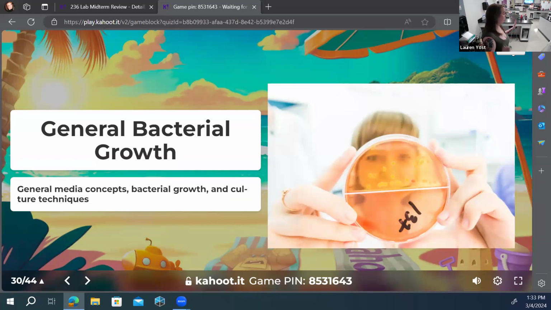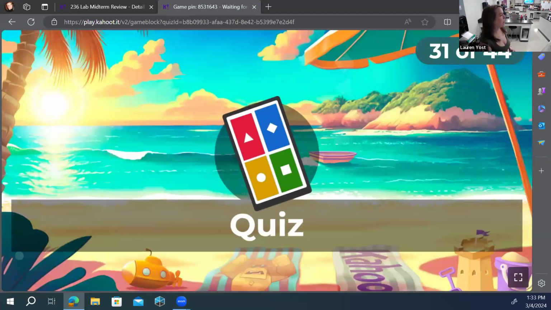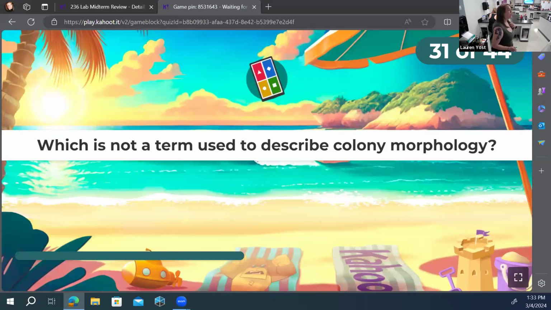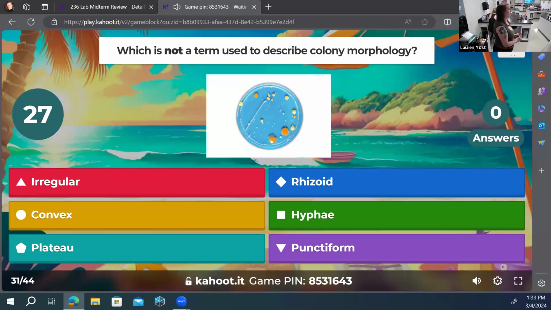General bacteria growth. Like just looking at them growing in general. Okay, well, whatever. We'll get back to that. Which is not a term used to describe colony morphology. So we're coming all the way back to that, and you're going to be at least familiar with what term is associated with colony morphology or cell shape. So we're looking for one that is not used for colony morphology.